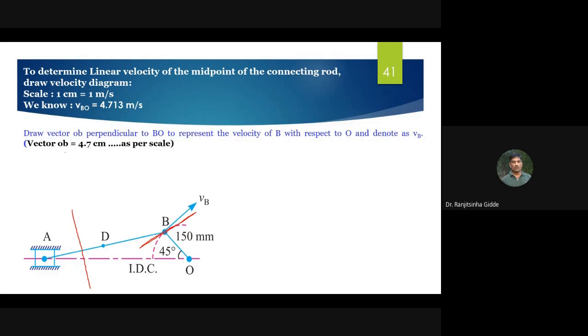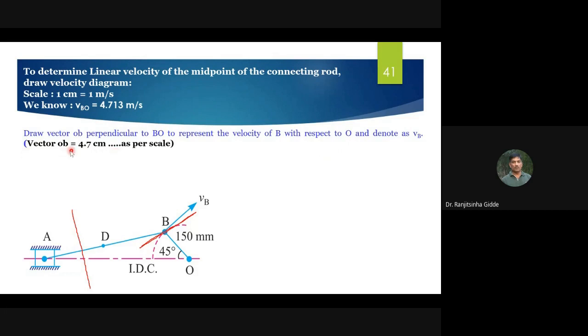So next line you can write, draw vector ob perpendicular to BO to represent the velocity of B with respect to O, and denote it as VB.